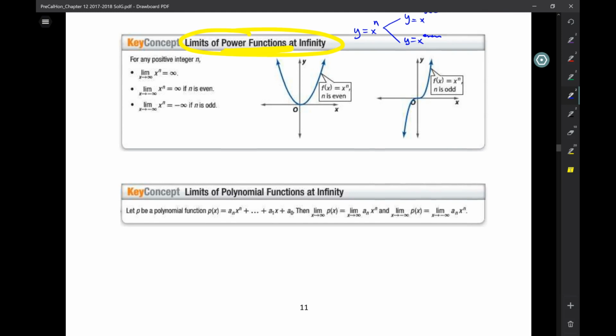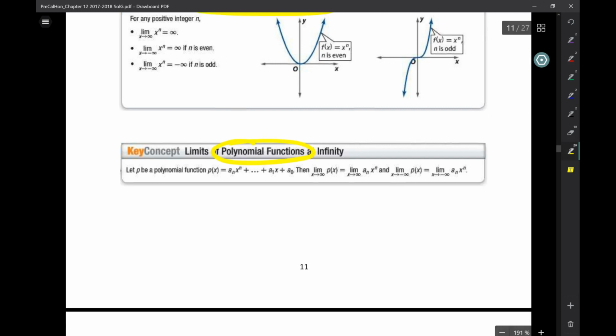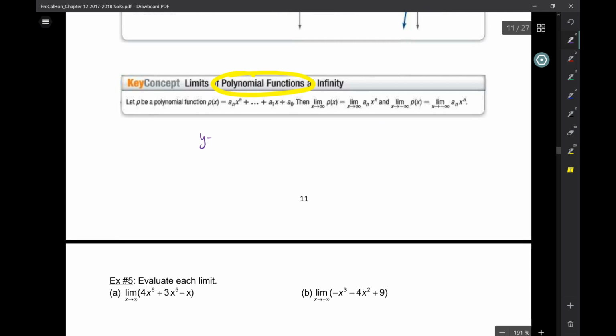Now, we've mentioned this several times. If you have polynomial functions, right? So suppose you have y equals x to the 7 plus 2x to the 5 plus 3, right? If you look at the limit as x approaches infinity, suppose x is a really large number, like 1,000,000. What do you have here? 1,000,000 to the 5 and 1,000,000 to the 7. How many zeros in 1,000,000?